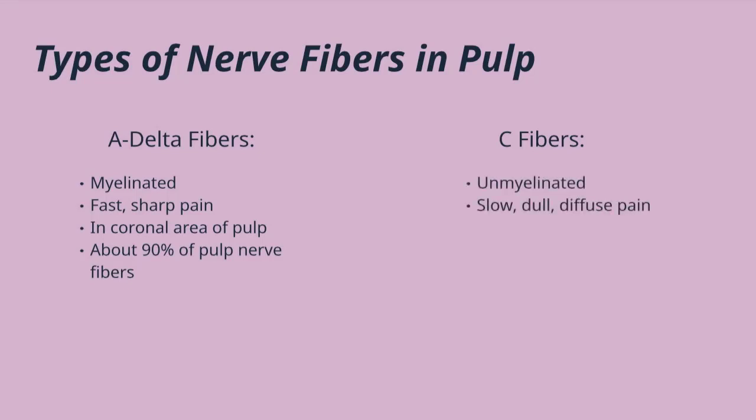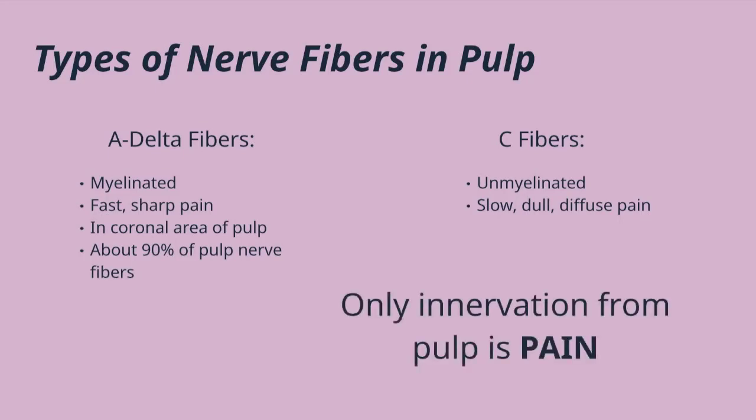By contrast, C fibers are unmyelinated, meaning that they can be attributed to slow, dull, diffuse oral pain. As you might have noticed with both A delta and C fibers, pain is the main sensation perceived by these fibers and sent to the central nervous system.